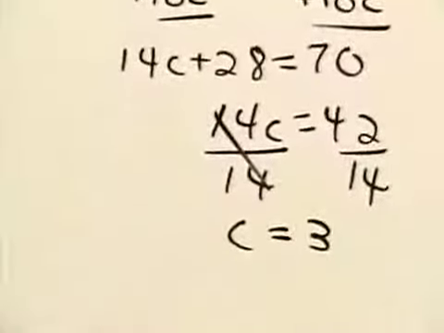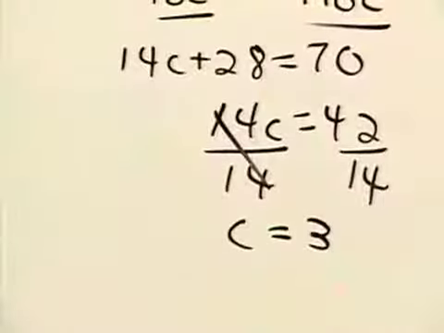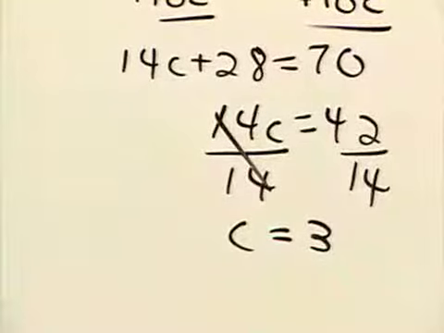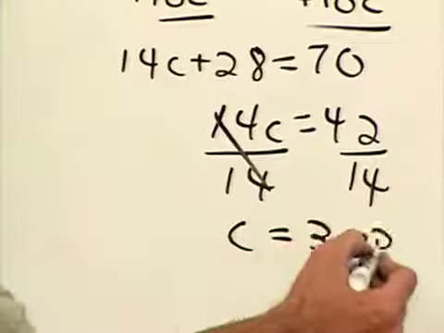Now c in our problem represented the speed of the current, or the rate of the current. So the rate of our current will be 3 miles per hour.